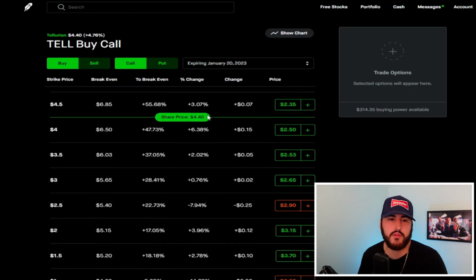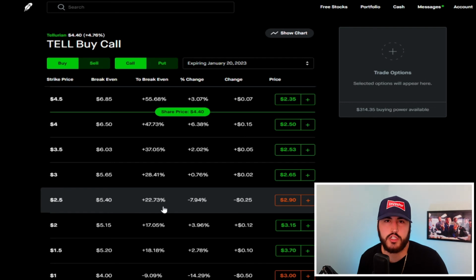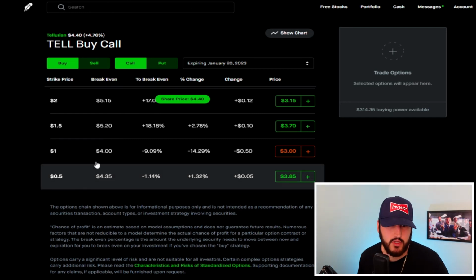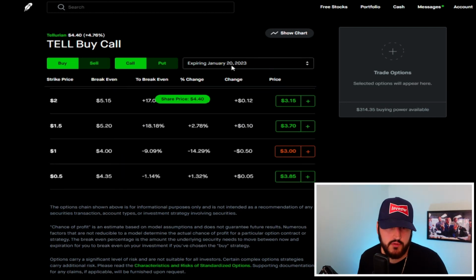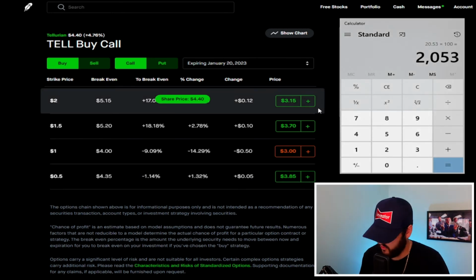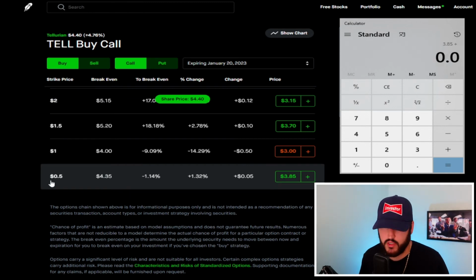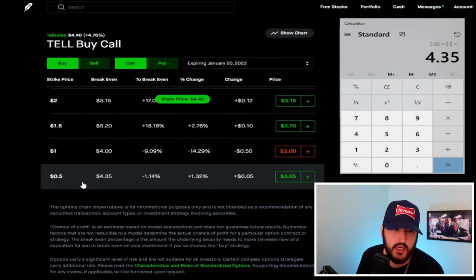For January 20th, 2023. The current share price is $4.40. Let's say I have the right to buy 100 shares at 50 cents. That's the leap here, right? So this is an expiration date. That's January 20th, 2023. $3.85 in premiums for this call option, plus 50 cents is $4.35. That is my break even for this option.